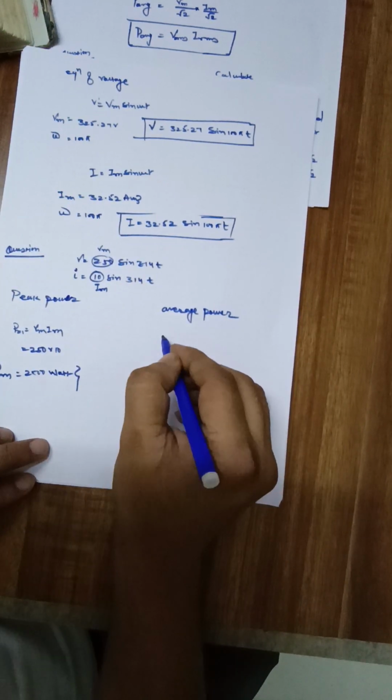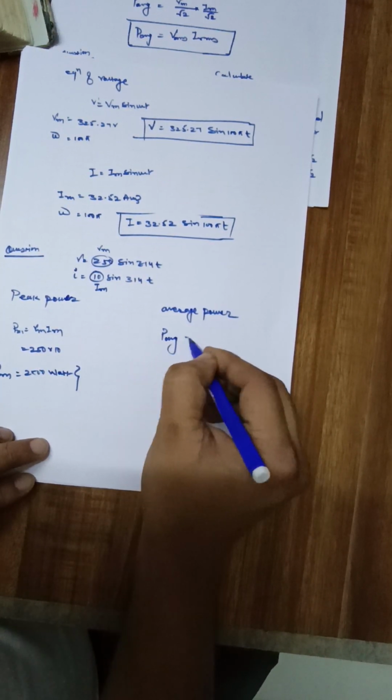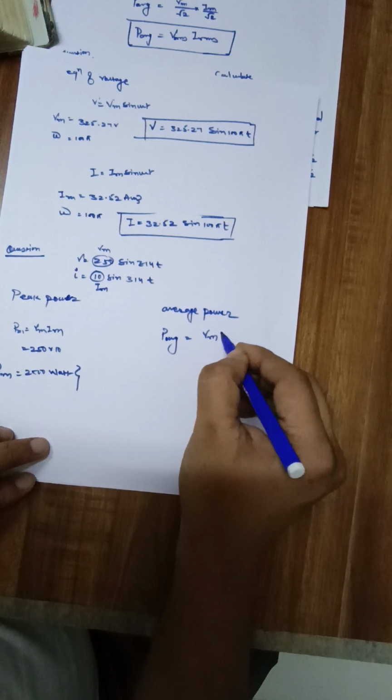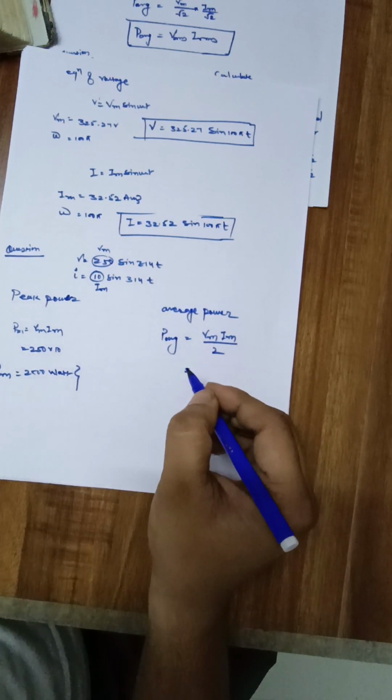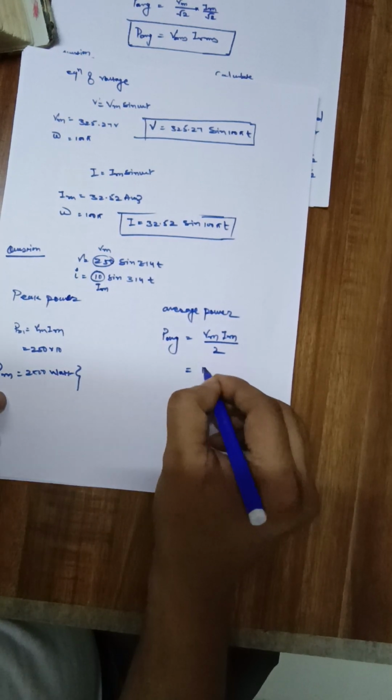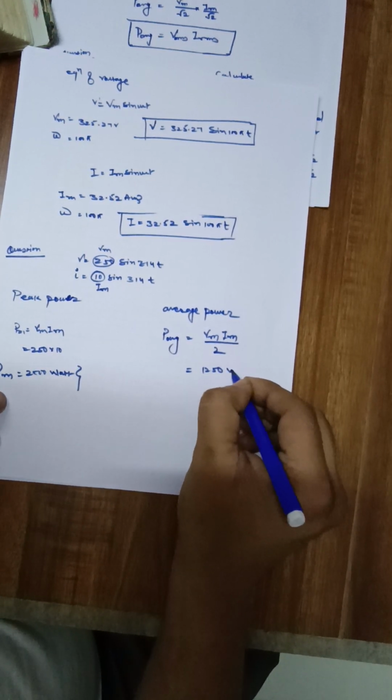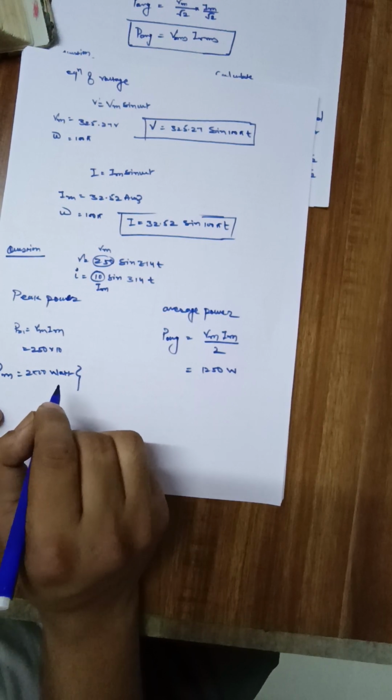Now P average. What will be the value of P average? Vm Im by 2. So it will become 1250 watt. Clear?